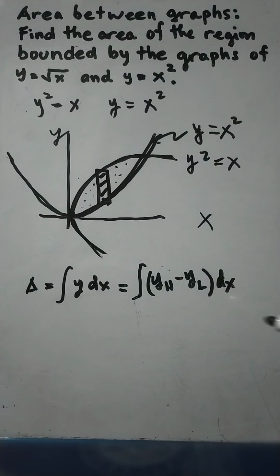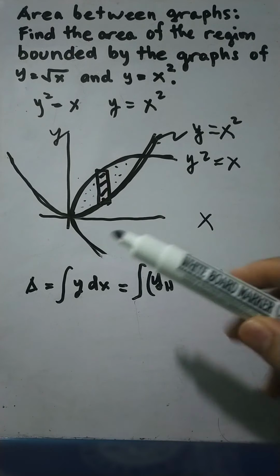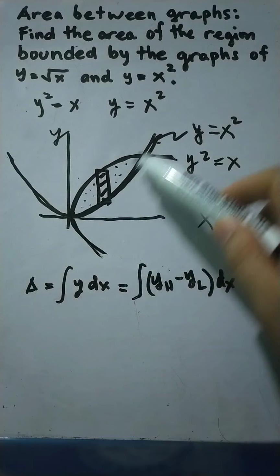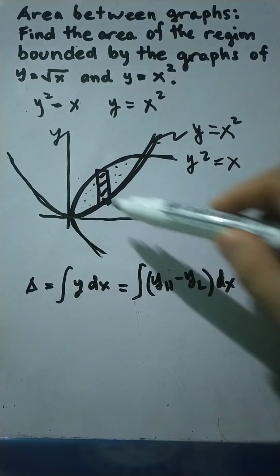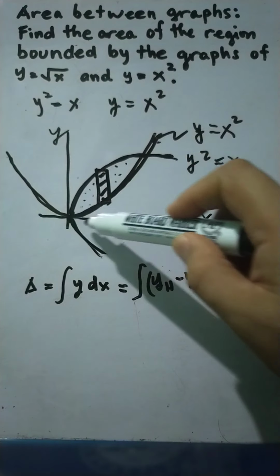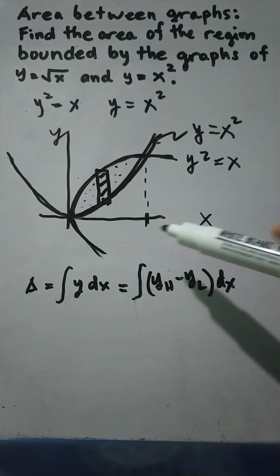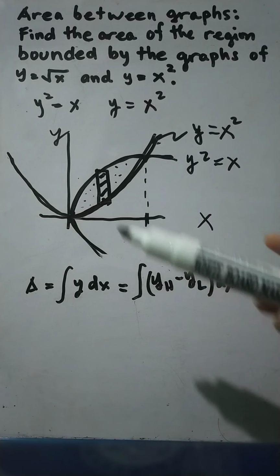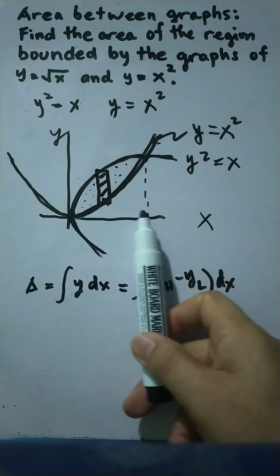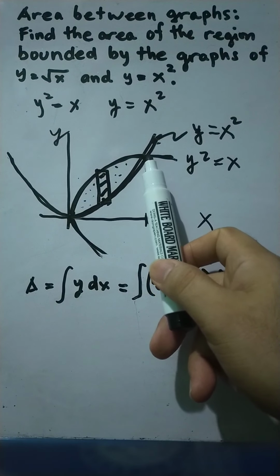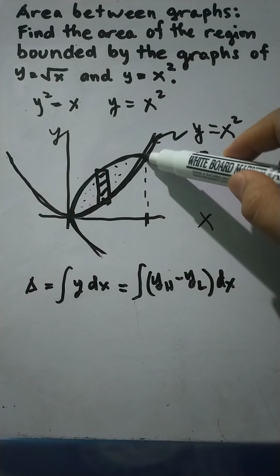So how about the limits? We must compute the limits. Take note that this area starts from the origin. Since this is dx, we are going to find the value of x here. So our limits will start from this point up to this point, where there is an intersection of our graphs. So how do we find this point?